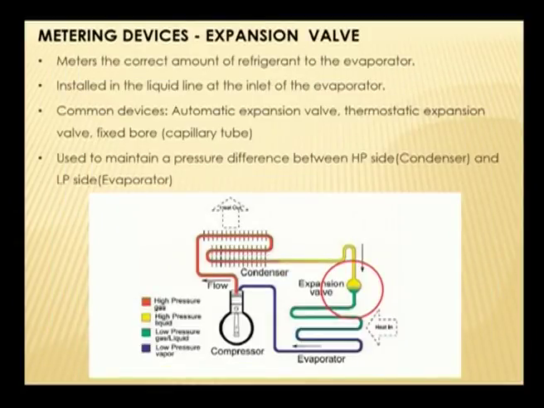The first is a metering device, fitted at the expansion valve. The role of the metering device is to deliver the correct amount of refrigerant to the evaporator. It is installed in the liquid line at the inlet of the evaporator, somewhere here. Common devices are automatic expansion valve, thermostatic expansion valve and fixed bore like a capillary tube. The expansion valve as a metering device is used to maintain a pressure difference between the high pressure side, which is the condenser side, and the low pressure side, which is the evaporator side.